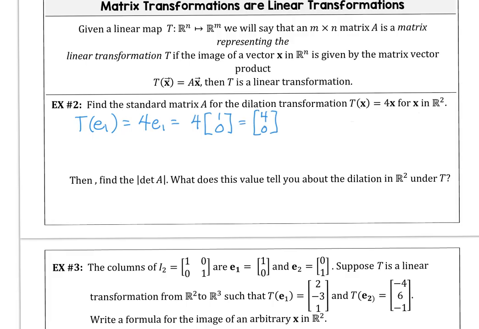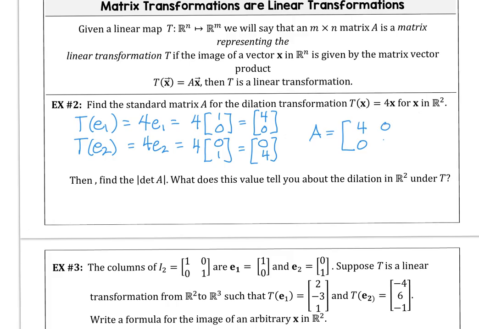So we dilated E sub 1 with that transformation, and our scalar is a factor of 4, and then doing the same thing with E sub 2, 4 times 0, 1 gives the transformation 0, 4. So putting that together, we can call the transformation of A going to be 4, 0, 0, 4. So we found the standard matrix A for the dilation of T on X, where the scalar was 4.